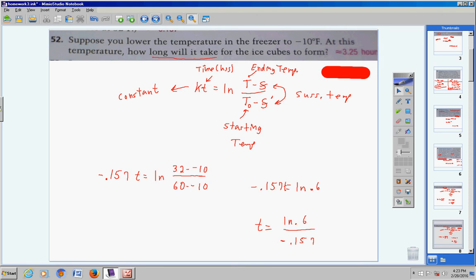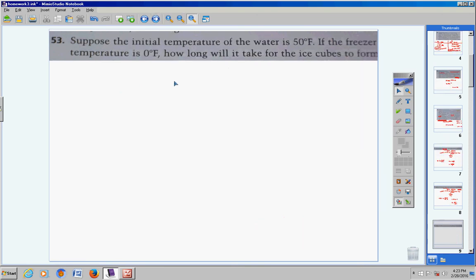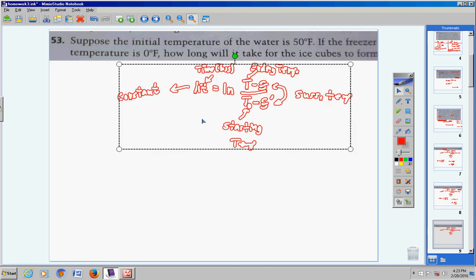Alright, moving on to 53. Suppose the initial temperature was lowered to 50 degrees. Remember, the other initial temperature was 60 degrees. If the freezer temperature is at zero, how long will it take for the ice cubes to form? Okay, guys, piece of cake. I mean, no problem at all.